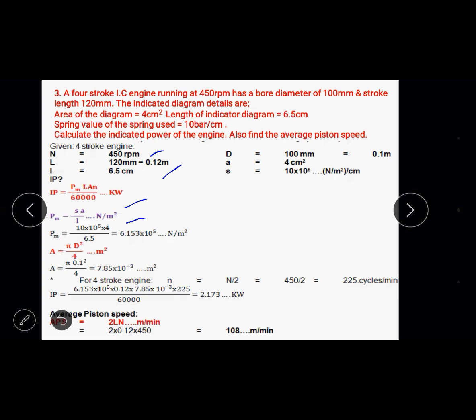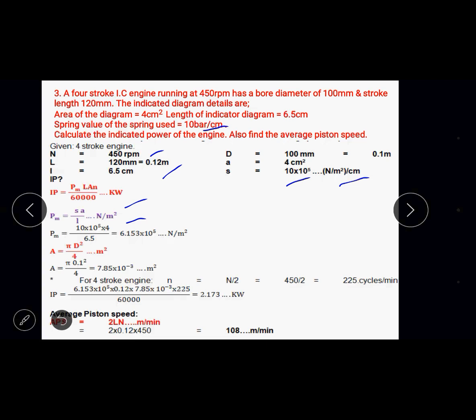I have told you that S is the spring constant in Pascal per centimeter. S value should be in Pascal per centimeter. You can see that the S value is given in bar per centimeter in the statement. The spring value is given as 10 bar per centimeter. But it should be in Pascal per centimeter, that is Newton per meter square per centimeter. So convert that bar into Pascal. 1 bar is 10 power 5 Pascal. So 10 into 10 power 5, that will give you Pascal per centimeter, Newton per meter square per centimeter unit.